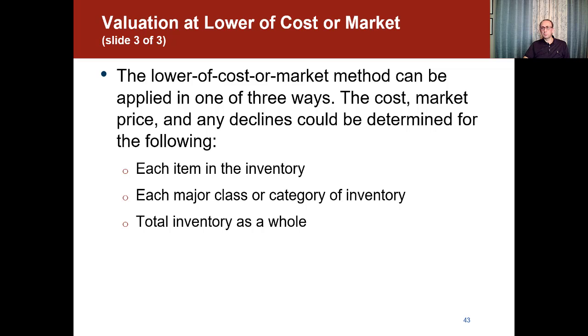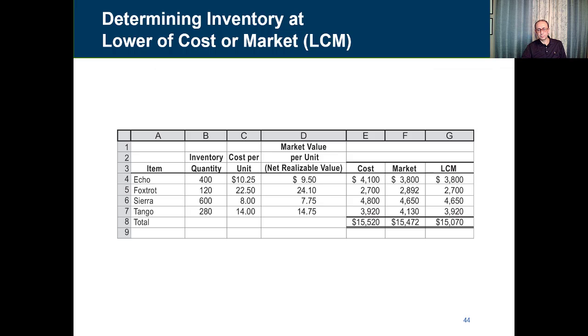The lower of cost or market method can be applied in one of three ways. The cost, market price, and any declines should be determined for the following: each item in the inventory, each major class or chain or category of inventory, or total inventory as a whole. So let's see an example to apply that.